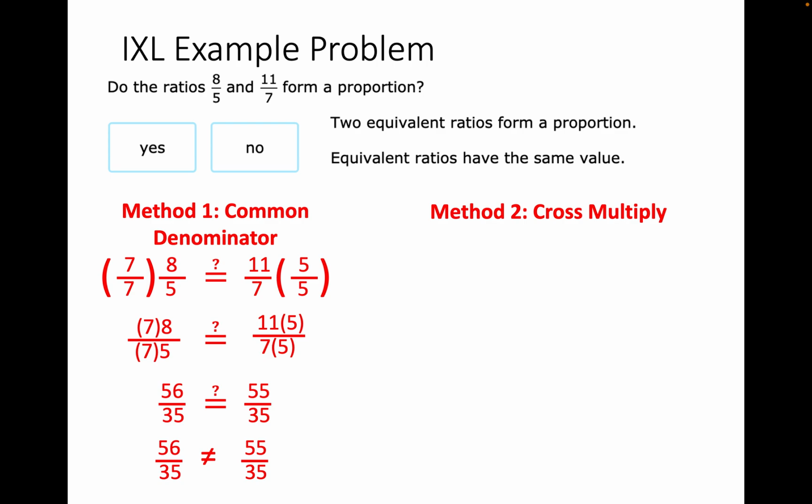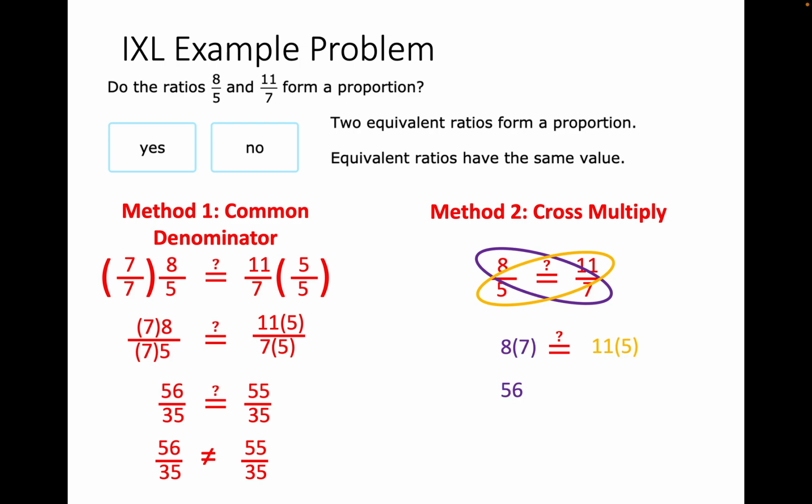The second method I could use would be cross multiplying. So if I cross multiply, I've got 8 times 7. Is that going to be equal to 5 times 11? Are those equal? Do that out, and I've got 56. Is that equal to 55? Again, they're very close, but no, they're not equal. So the answer would be no, these two do not form a proportion.